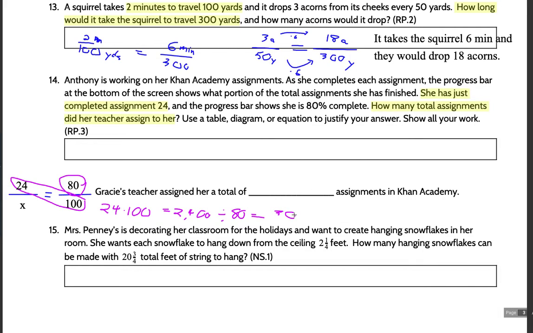I suppose I could have done that in my head. So that means that this would be 30. X is equal to 30. So Gracie's teacher assigned her a total of 30 assignments in Khan Academy.